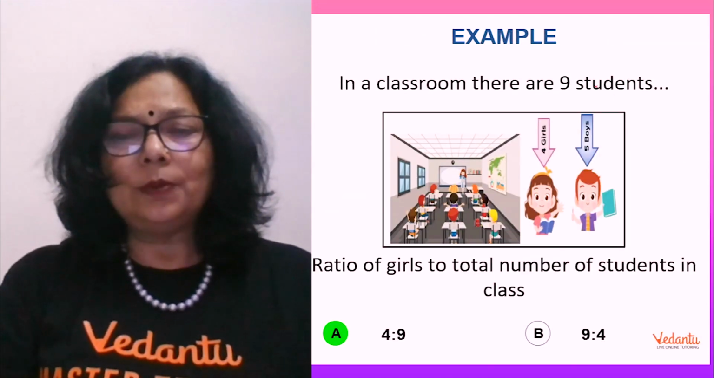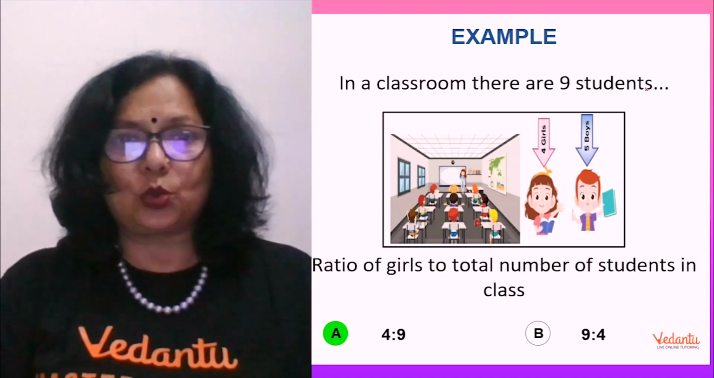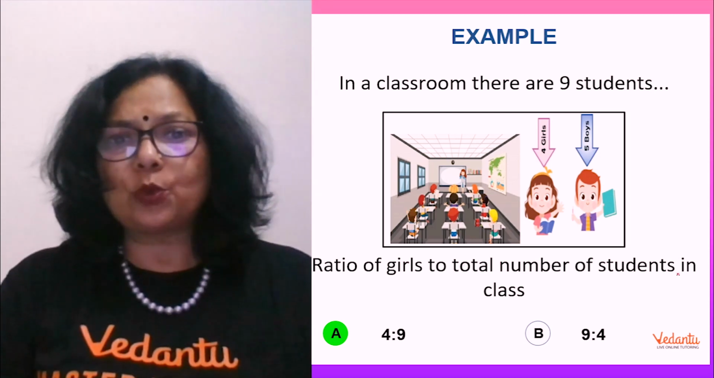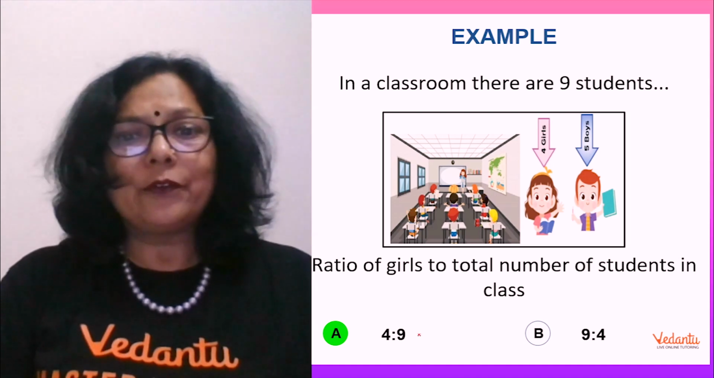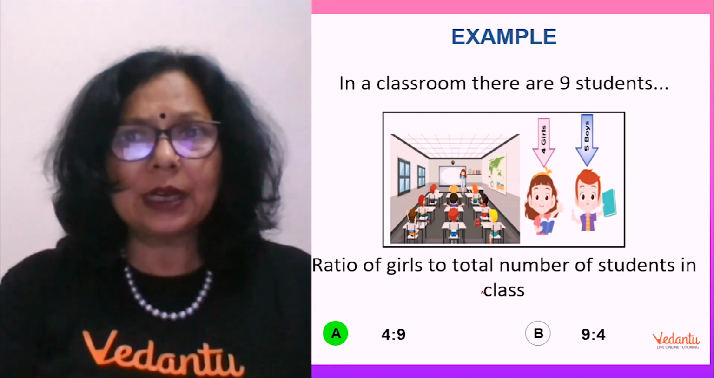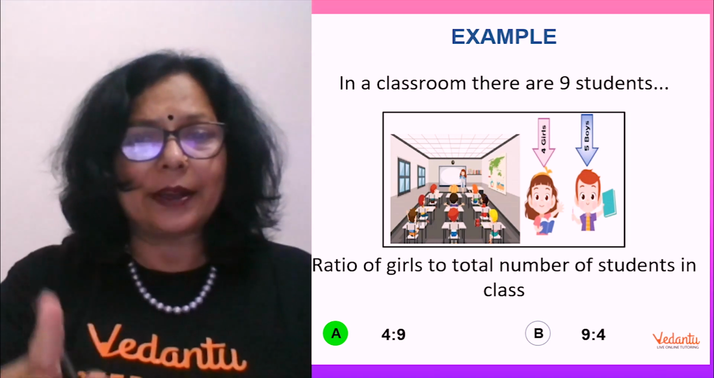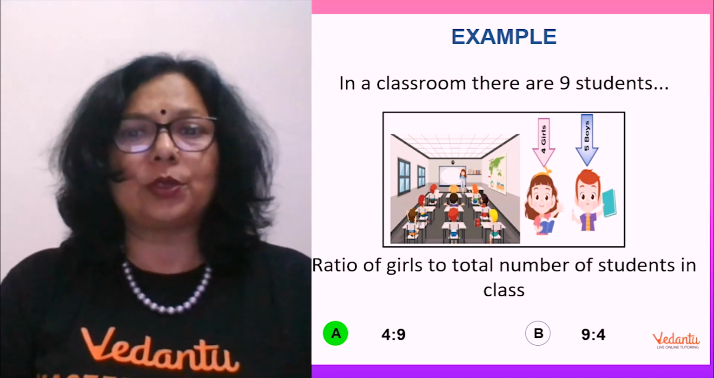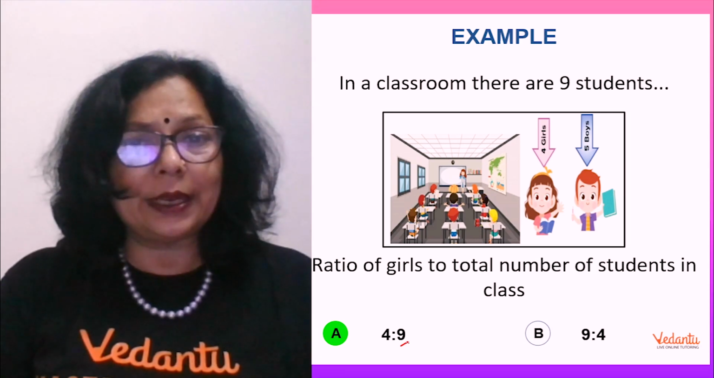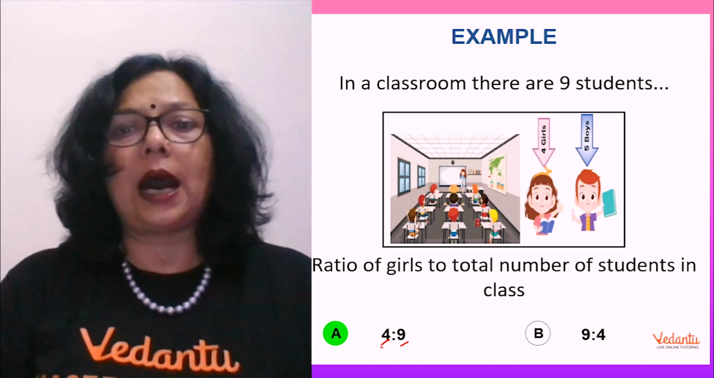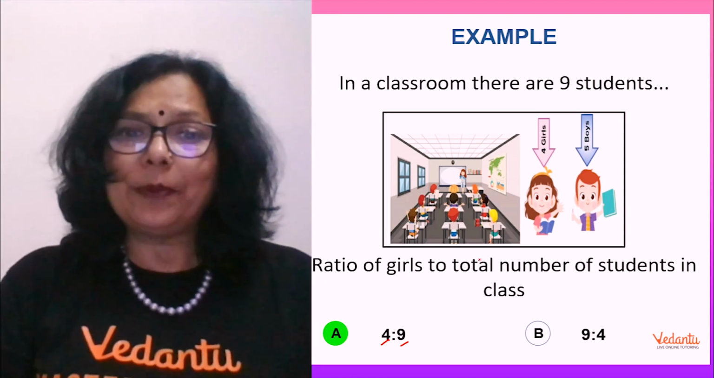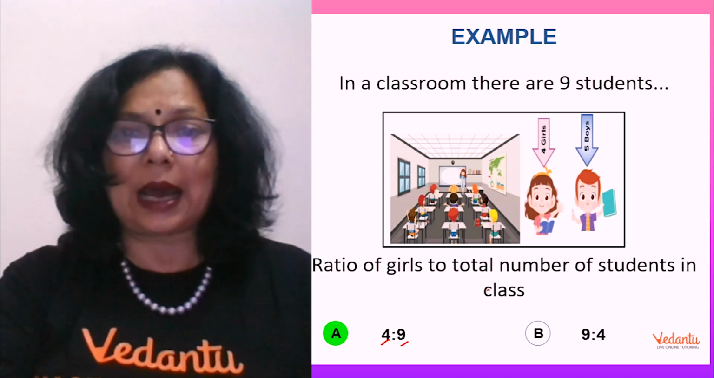In a classroom, another example, there are 9 students. Ratio of girls to the number of students in the class is 4 is to 9. That means out of total 9 students, 4 are girls. Then how many are boys? 5 are boys. Then what will be the ratio of boys to the total class? 5 is to 9.